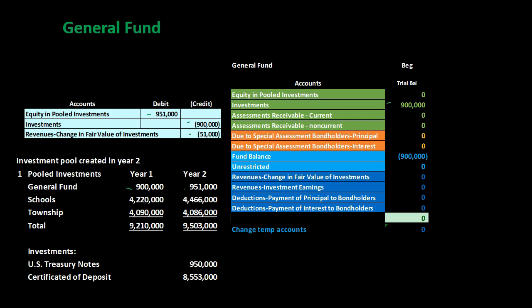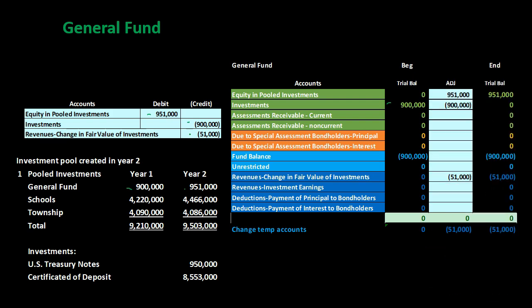So we're going to record the revenue change in the fair value as we put this money into the investment pool. Recording this out, then we are increasing the equity investment pool. That's what's going to be due to us from the investment pool. We are decreasing the original investment we had that was not recorded in the investment pool prior to this. And then we have the income of the increase in value.